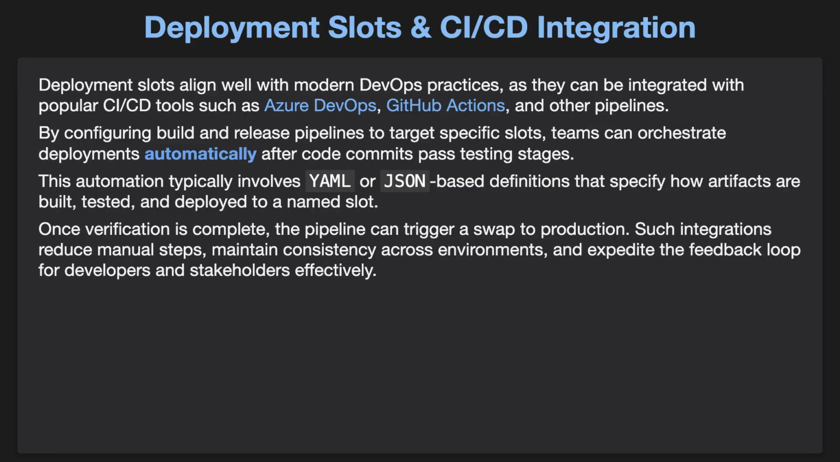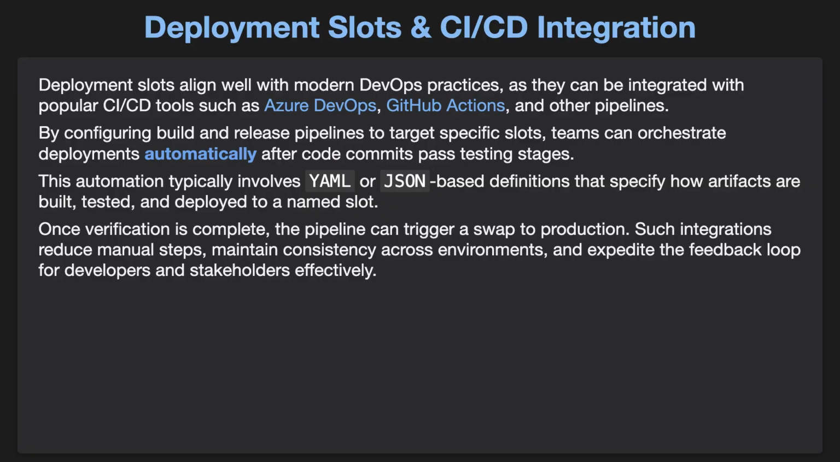Deployment slots align well with modern DevOps practices, as they can be integrated with popular CI/CD tools such as Azure DevOps, GitHub Actions, and other pipelines. By configuring build and release pipelines to target specific slots, teams can orchestrate deployments automatically after code commits pass testing stages.